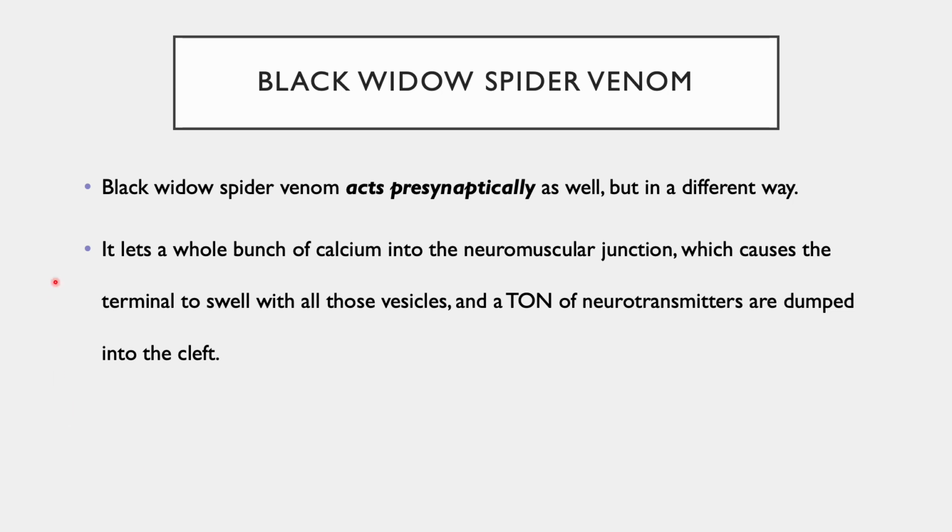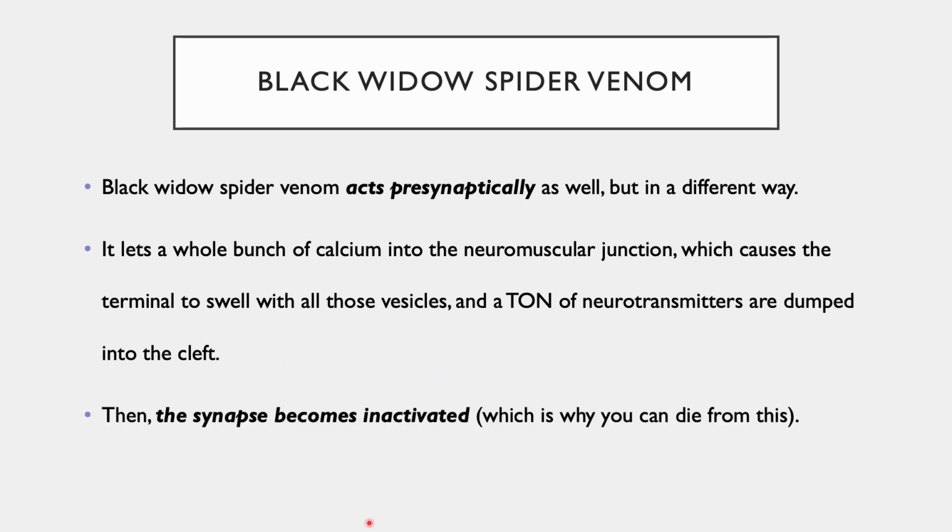Black widow spider venom actually initiates the release of a bunch of calcium into the neuromuscular junction. We know this as exocytosis. So when there's plentiful calcium in the terminal of the presynaptic cell, it causes that area to swell, and all of the synaptic vesicles carrying neurotransmitters are then dumped into the synaptic cleft. This huge release of neurotransmitters actually causes the synapse to become inactivated. And this is why you can actually die from a black widow spider bite.